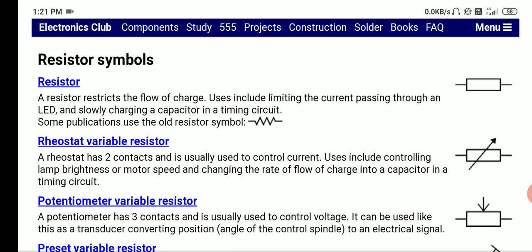हिंदी में बताऊं, ये चार्ज का फ्लो रोकता है. Charge, electrons, flow of electrons is current.